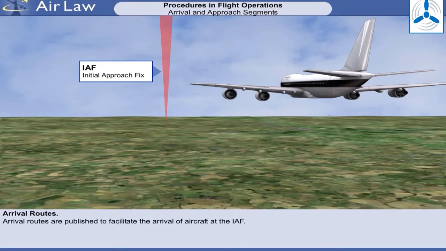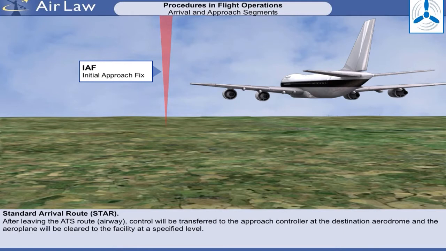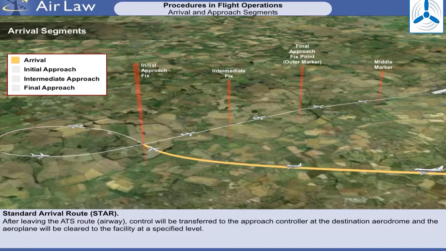Arrival routes are published where necessary, or where an operational advantage is obtained. The route will normally end at the IAF. Omnidirectional or sector arrivals can be provided, taking into account minimum sector altitudes. When cleared to leave the ATS route or airway, control will be transferred to the approach controller at the destination aerodrome, and the aeroplane will be cleared to the facility at a specified level. The aeroplane flies to the IAF, and with the approach plate to hand, the pilot will report.